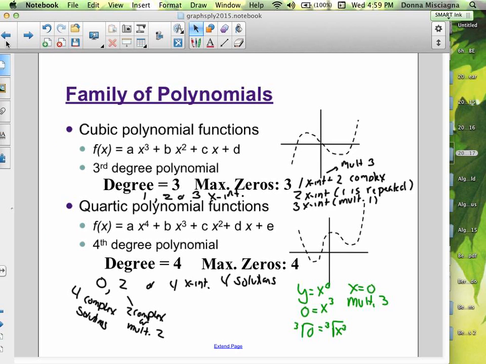We got to talking about the cubic, and then I completely forgot because I wrote on the bottom there to talk about the quartic. So quartic polynomial functions, f of x equals a x to the fourth plus bx cubed plus cx squared plus dx plus e. The last term, without an x, is just going to be a constant term. Its degree is 4. Maximum number of zeros is 4, but we can have 0, 2, or 4 x-intercepts.